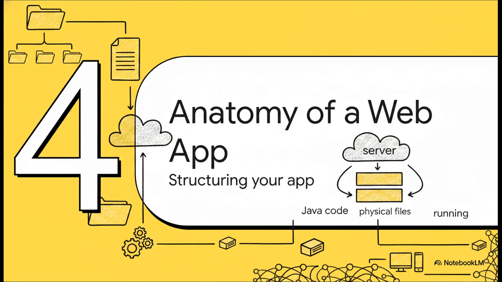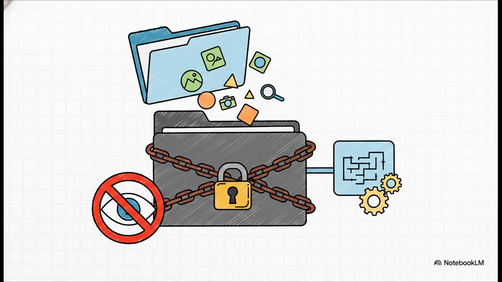Section 4. Anatomy of a web app, structuring your enterprise application. Whether you deploy your app unpacked as separate files or packed neatly into a single WAR file archive, the folder hierarchy always remains consistent. At the very top, you have the document root. This holds all your public static content, your HTML, JSP, CSS, and images. But the real magic? That happens inside the WEB-INF folder.